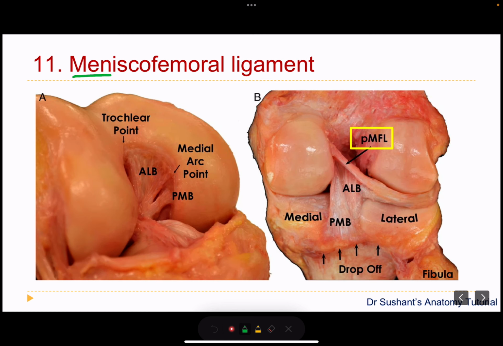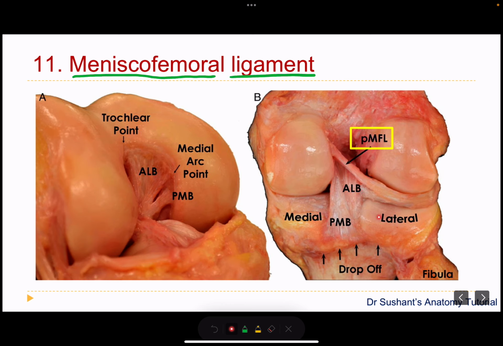Next we have the meniscofemoral ligament. Now in this picture you can see this one. This is the posterior meniscofemoral ligament, this one right here. So what is the meniscofemoral ligament? The posterior horn of the lateral meniscus is connected to the medial condyle of the femur by this ligament, known as anterior and posterior meniscofemoral ligament.